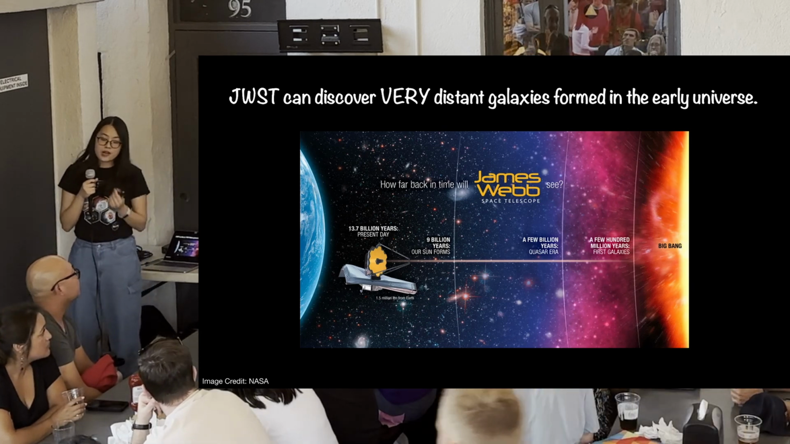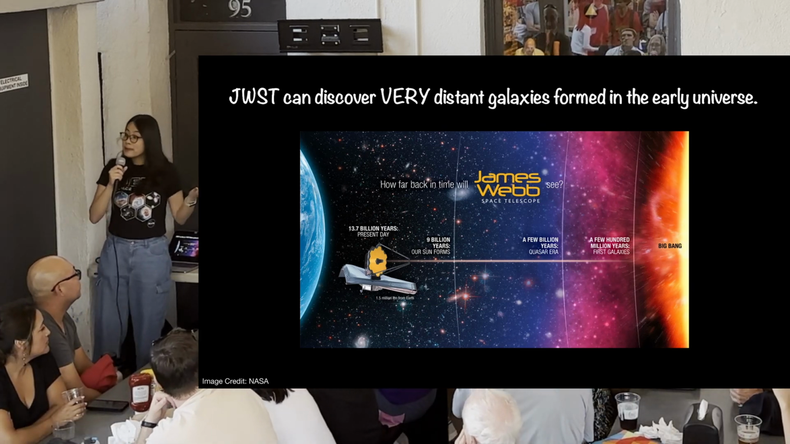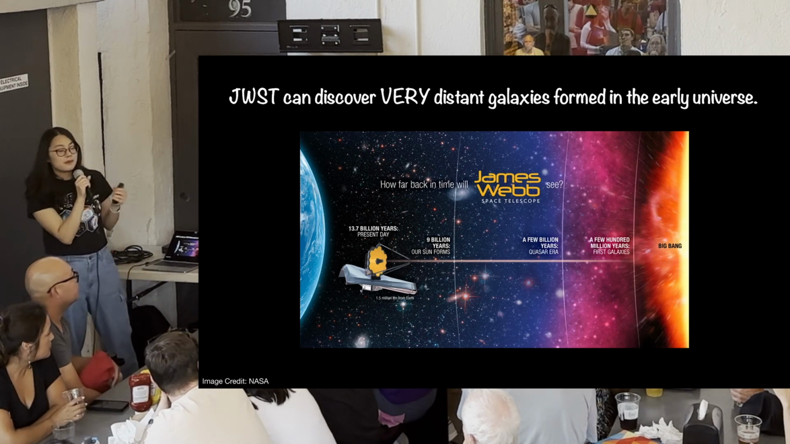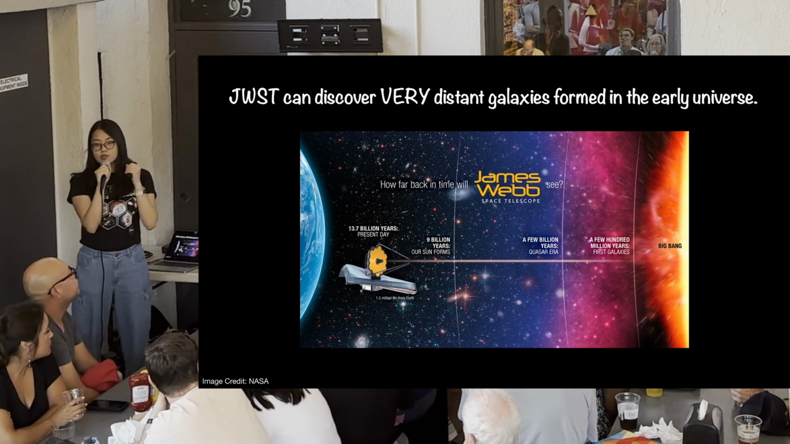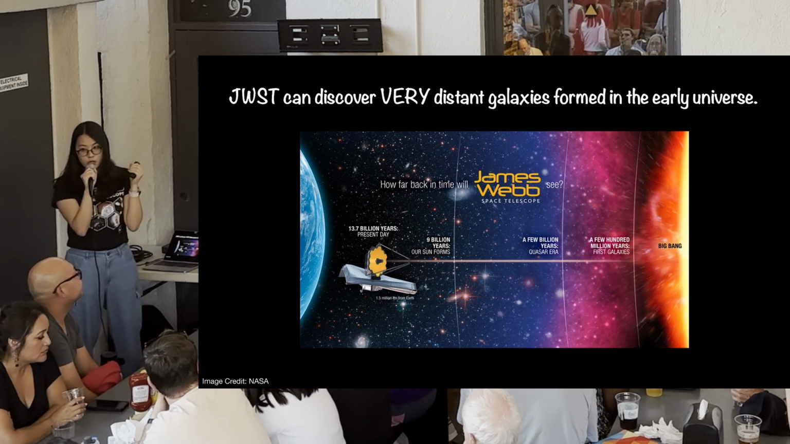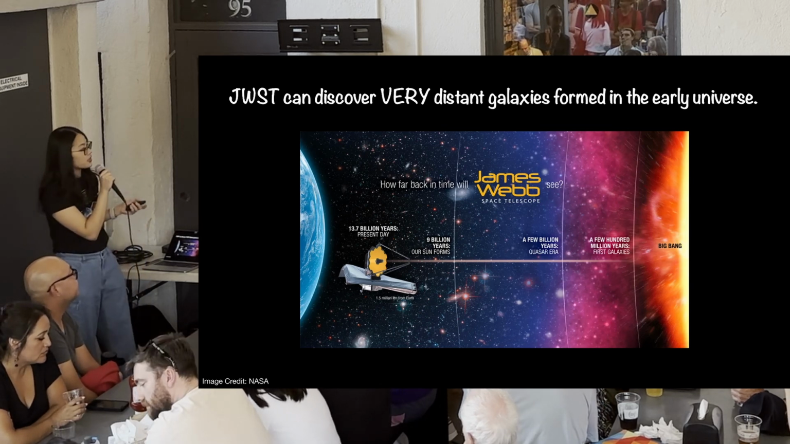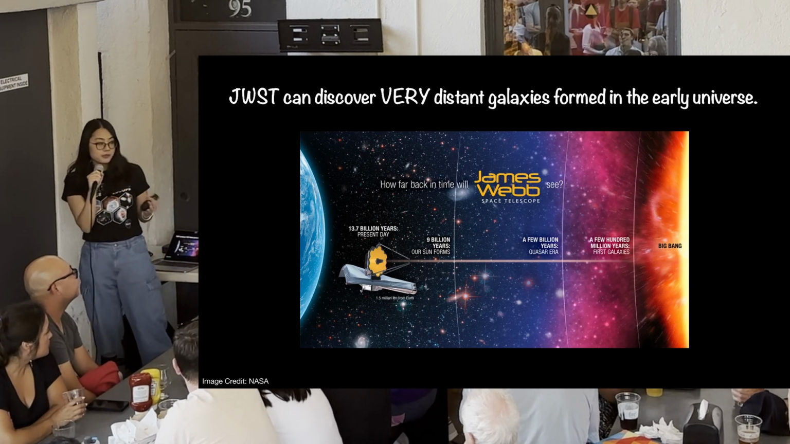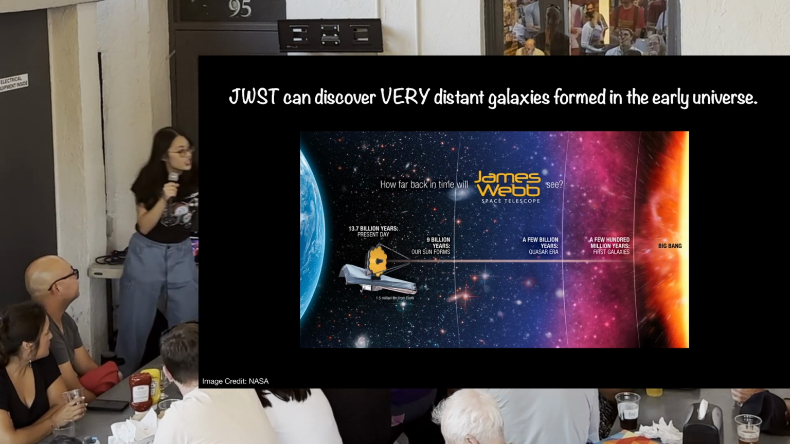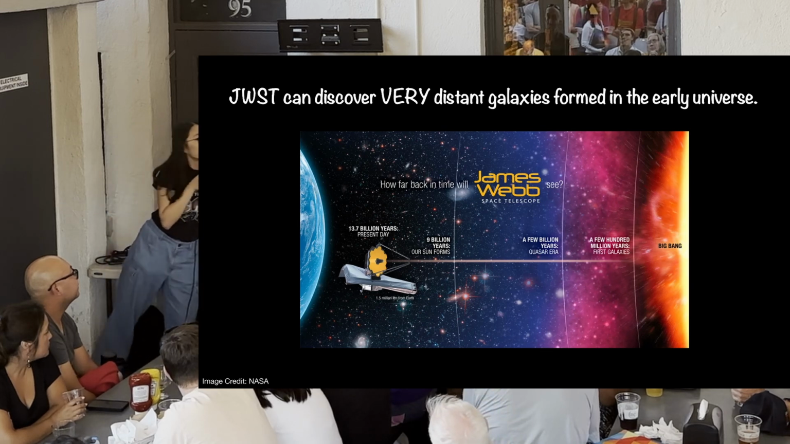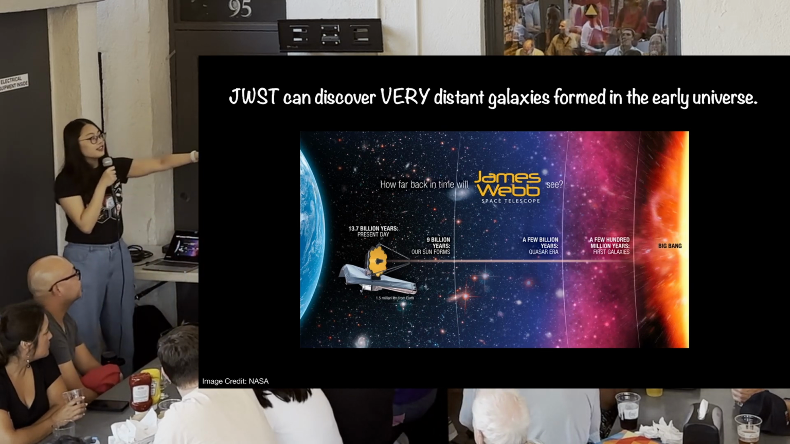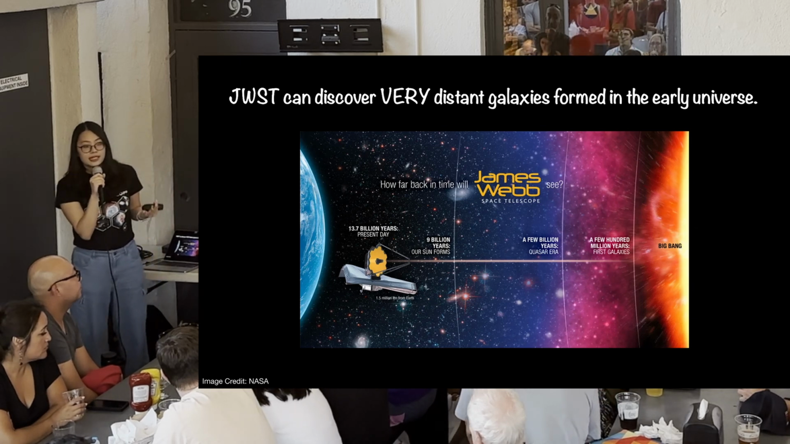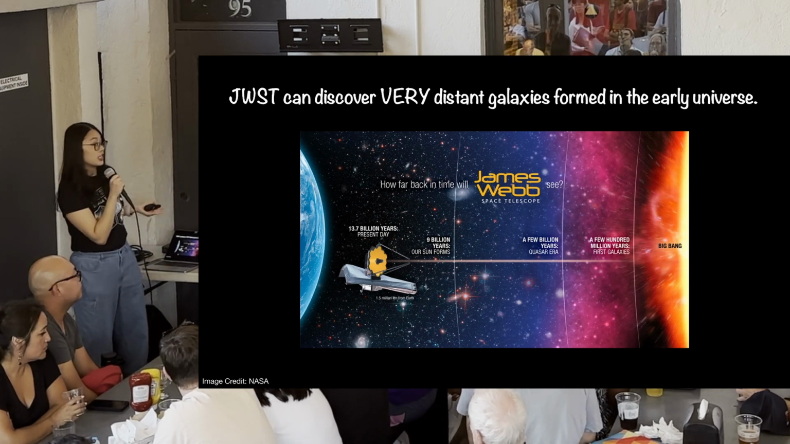And so what is special about JWST? It is very powerful, with unparalleled resolving power. That makes it very good at detecting those very distant galaxies that formed in the very early phase of the universe. The plot here shows our current understanding of our cosmos. We know that the Big Bang, which is shown at the very right end, happened around 13.7 billion years ago. And that is really where everything started to happen.